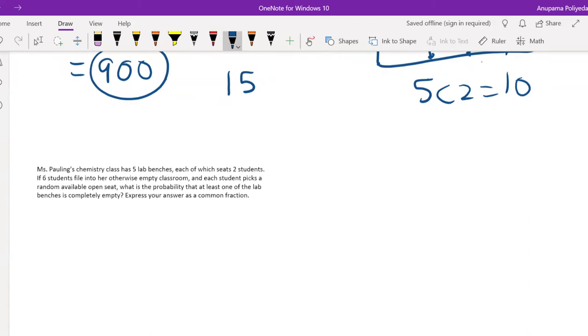And we're going to start with the total number of possibilities, assuming there are no restrictions. So there are 10 possible seats. And we want to see how many ways 6 students can be seated. So doing 10 choose 6 is the same thing as doing 10 choose 4. That's a general property of combinations. So we're just going to do 10 choose 4. So what is 10 choose 4?